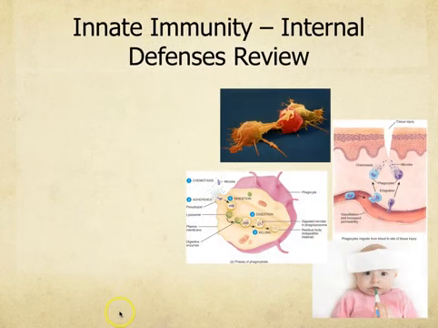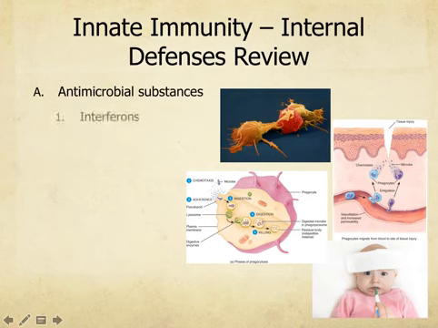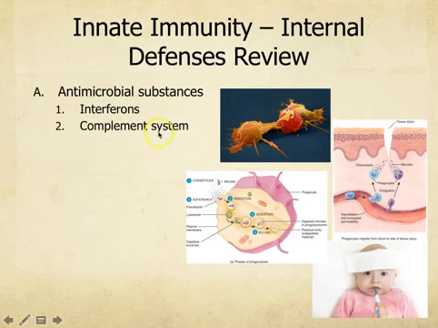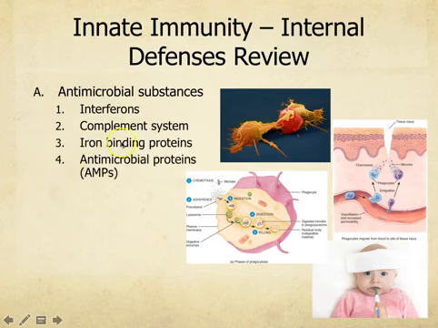Okay, so let's review that real fast. We had antimicrobial substances. These were the interferons that interfere with viral replication. The complement system, which basically is going to upregulate anything that we just talked about: the inflammation response, the activity of the natural killer cells, all of that. The activity of the phagocytes, it again enhances it. We talked about iron binding proteins and antimicrobial proteins, which, kind of cool, microbes do not evolve resistance to.